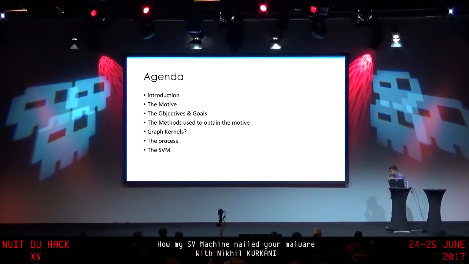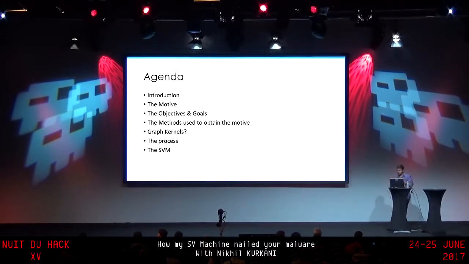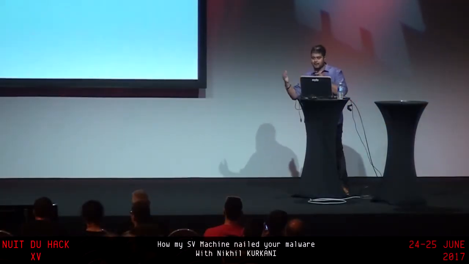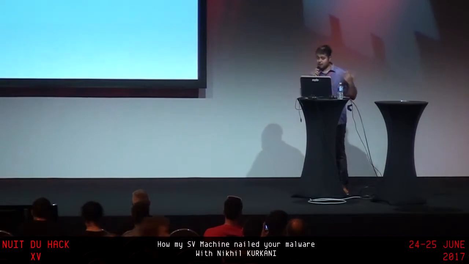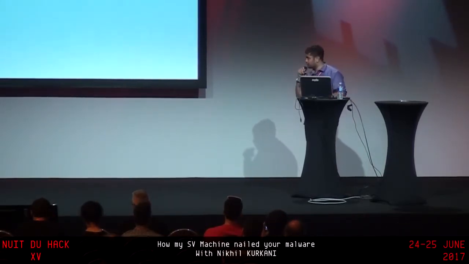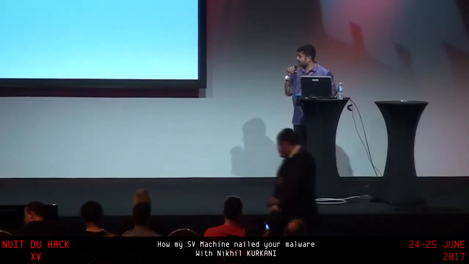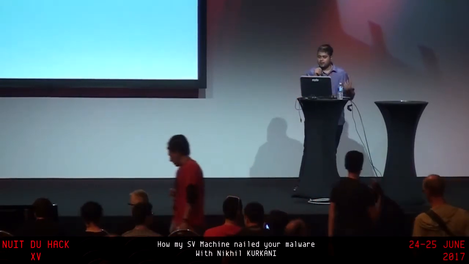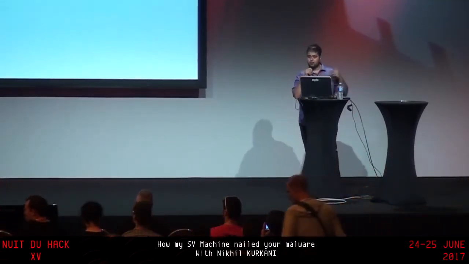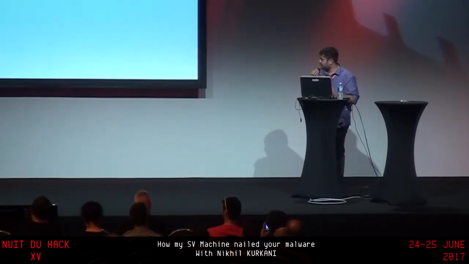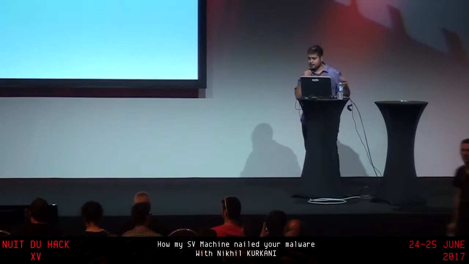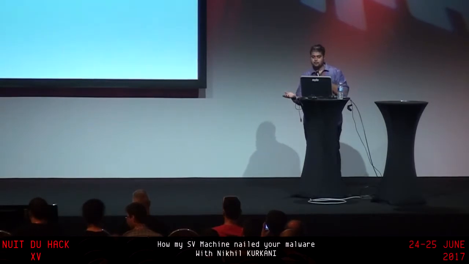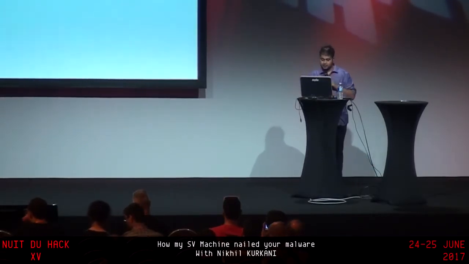Okay, so coming back to the agenda. These are a couple of things that we are going to be covering today, starting off from the introduction, the motive why we tried to do this kind of an experiment, the objectives and the goals, and the method that we used to obtain the motive. Then what exactly are the ways that we tried to get this thing working? One major component was the graph kernels. Implementing graph kernels was the game changer in our situation. Then the next is the whole process, how it was done, and so on and so forth. The last is the SVM, which is how the classification of the malware and the non-malware applications happens.